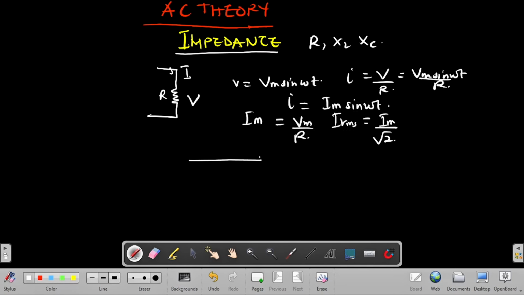So here we say that our current and our voltage are in the same phase. There is no difference in their phases. And our interest here is that we found the resistance R and the connection between Im and Vm. So just put this in your mind.